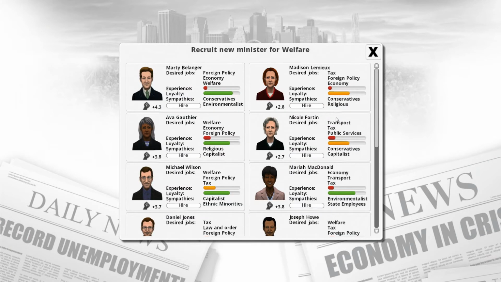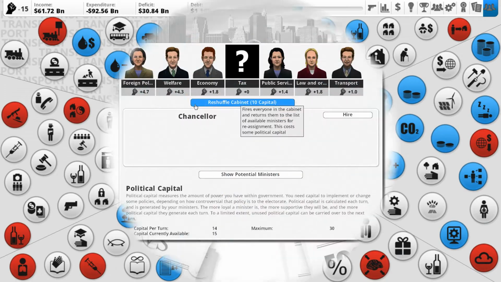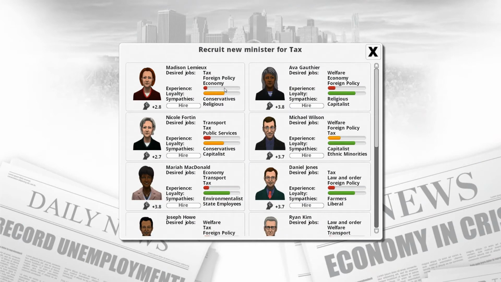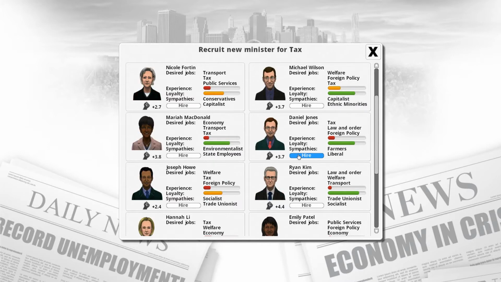For our welfare minister, let's see what options we have. This guy likes welfare, and he's on the conservative side. Environmentalists, easy enough to please. I think they're already pretty high, so he would be a good one. Taxes. Let's see who's interested in taxes. We have this guy, capitalist and ethnic minorities. I have a feeling we're going to be pissing off more than one capitalist by the end of the game, so farmers and liberals.